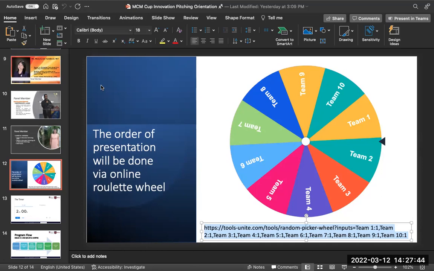Kasi if not, yung after, we are really strict in the time. So 2 minutes talaga is 2 minutes. Then whether the students are finished or not finished in presenting their idea, they will really be stopped. So yan po yung mangyayari.